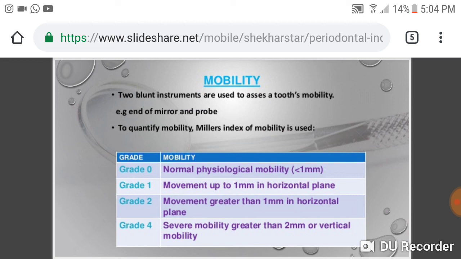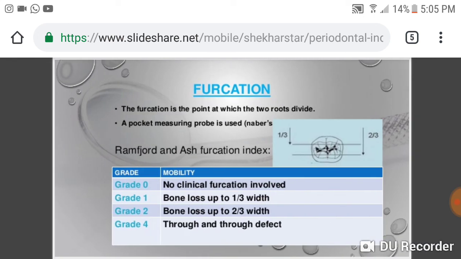Grade 0, normal physiological mobility less than 1 mm. Grade 1, movement up to 1 mm in horizontal plane. Grade 2, movement greater than 1 mm in horizontal plane. Grade 3, severe mobility greater than 2 mm in vertical plane.